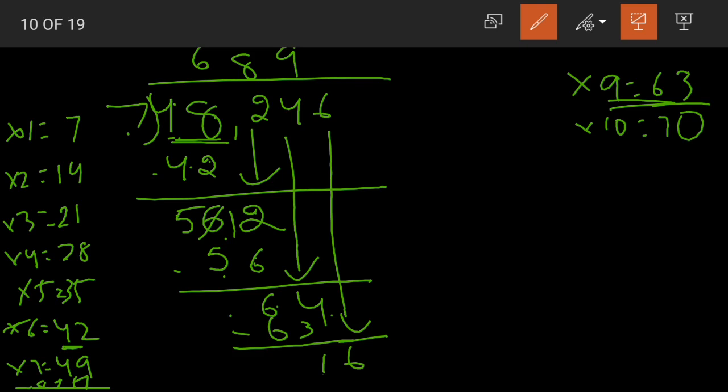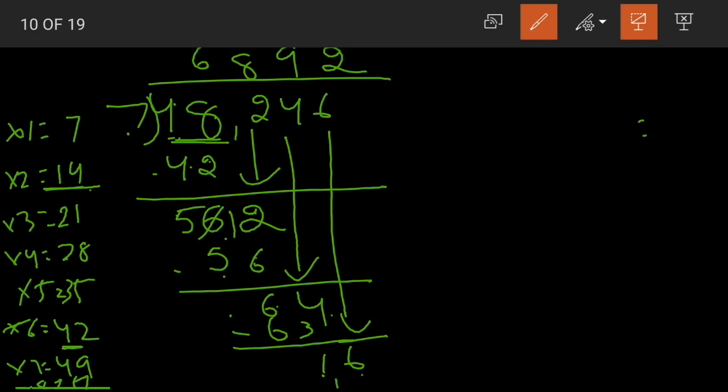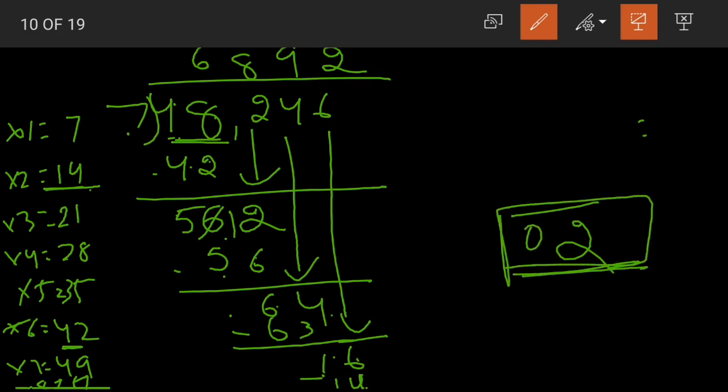If you bring 6 down, the number here is 16. Now this is nearer to 14 here. The smaller number than 16 is 14. So we'll go with that. 7 twos are 14. Now when we subtract, 6 minus 4 is 2 and 1 minus 1 is 0. What is the answer, children? 2. 2 is remaining. Yes, 2 is the remainder here.